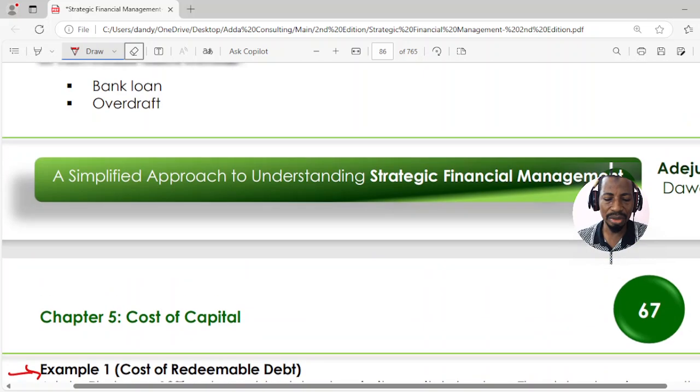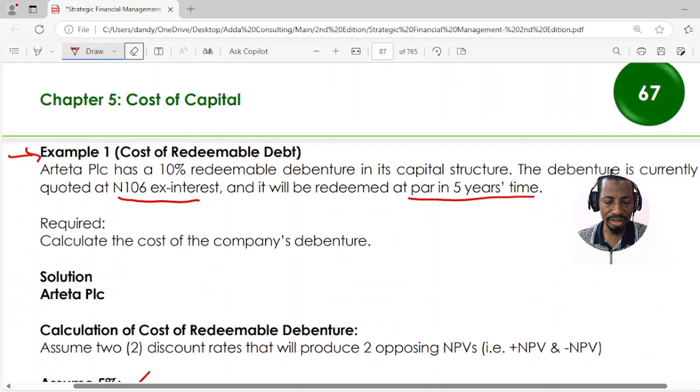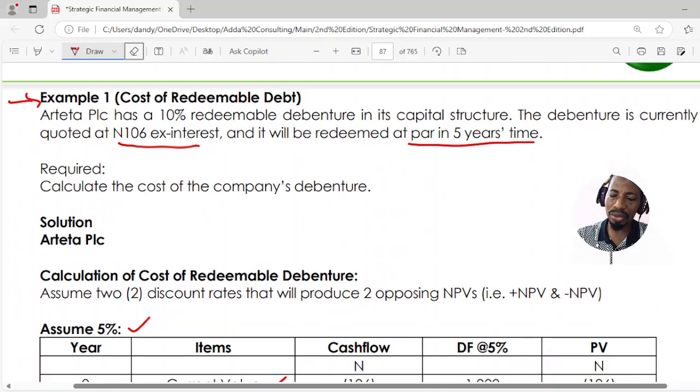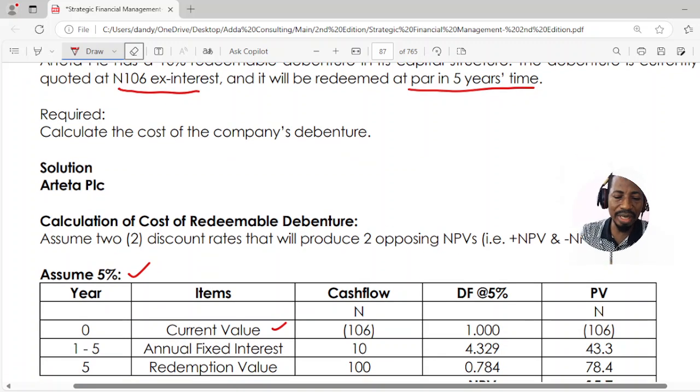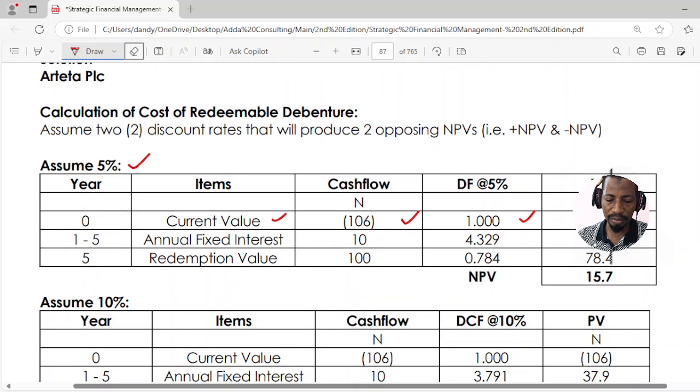Okay, I will then go back to the question. What is the market value of the debenture? According to the question, we are told that the debenture is currently quoted at 106 Naira ex-interest. That 106 Naira is the current market value per unit of the debenture. I don't need to make any adjustment because I've been told that the interest has been paid. Therefore, that's why you are seeing the entire 106 there. Then discount factor at year 0 is 1. 1 multiplied by 106 is 106. Then I will move on.